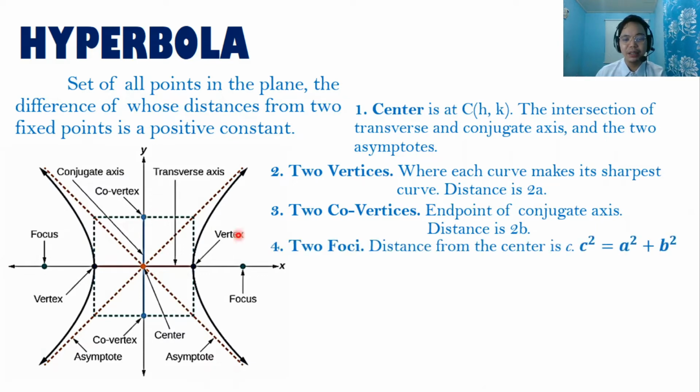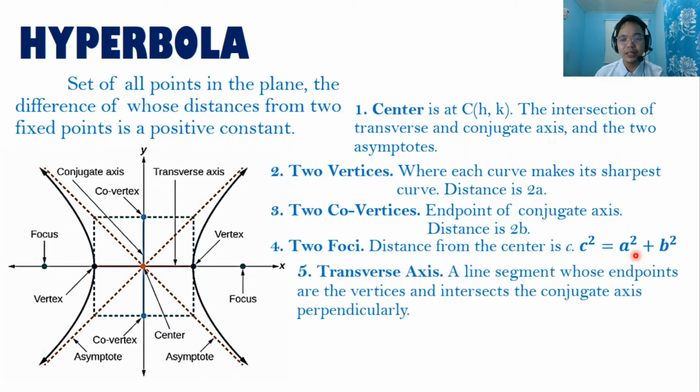The next part, the foci. Ang foci here and here. Distance from center is c. Okay, so from center going to one focus, the measure or the distance is c. So how are we going to find its distance? Using the formula c squared equals a squared plus b squared.